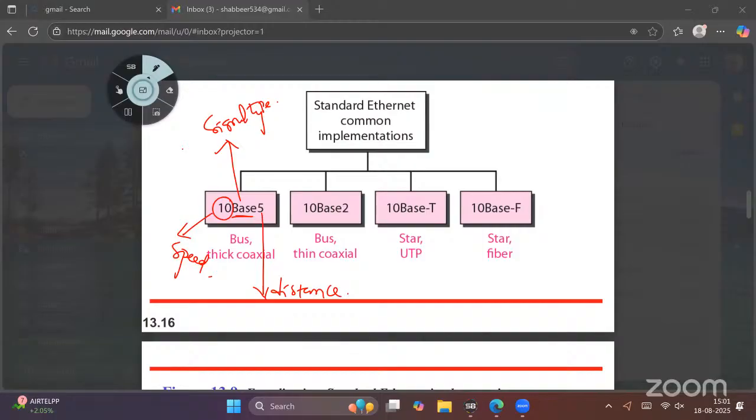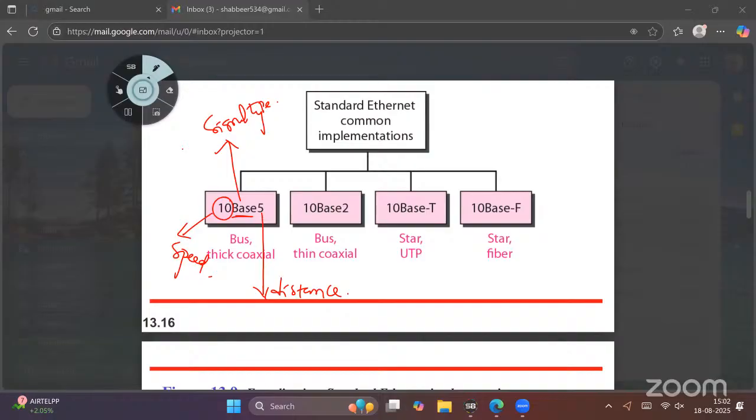The data can be transmitted over fiber optic. Optical fiber transmits up to 50 kilometers. How many kilometers? 50 kilometers we need to transmit the data. How can we transmit the data? In the form of light.